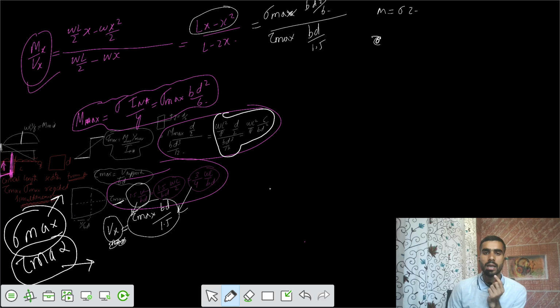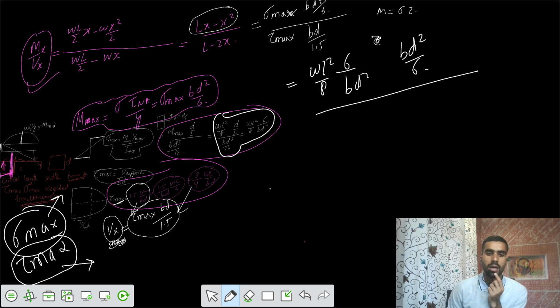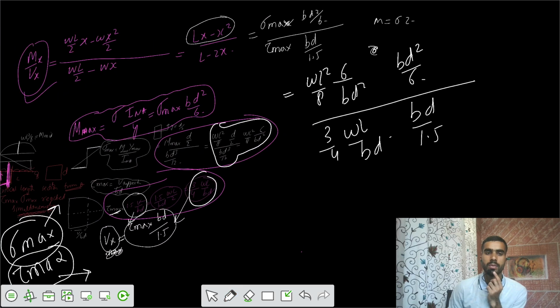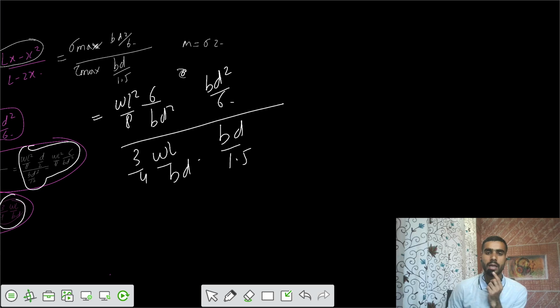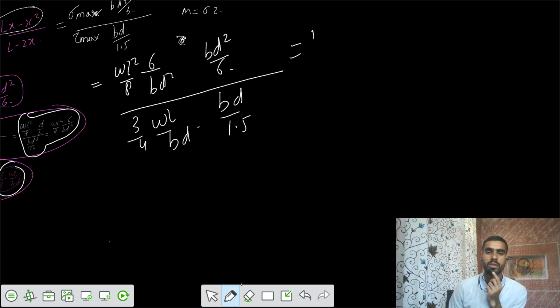If I substitute that, I would say sigma max equals WL square by 8 into 6 by BD square, and we have already provided that BD square by 6, and you divide by tau max. Already I know tau max equals 3 by 4 WL by BD, and you multiply BD by 1.5. So you get that equals Lx, I can say that equals Lx minus x square divided by L minus 2x.